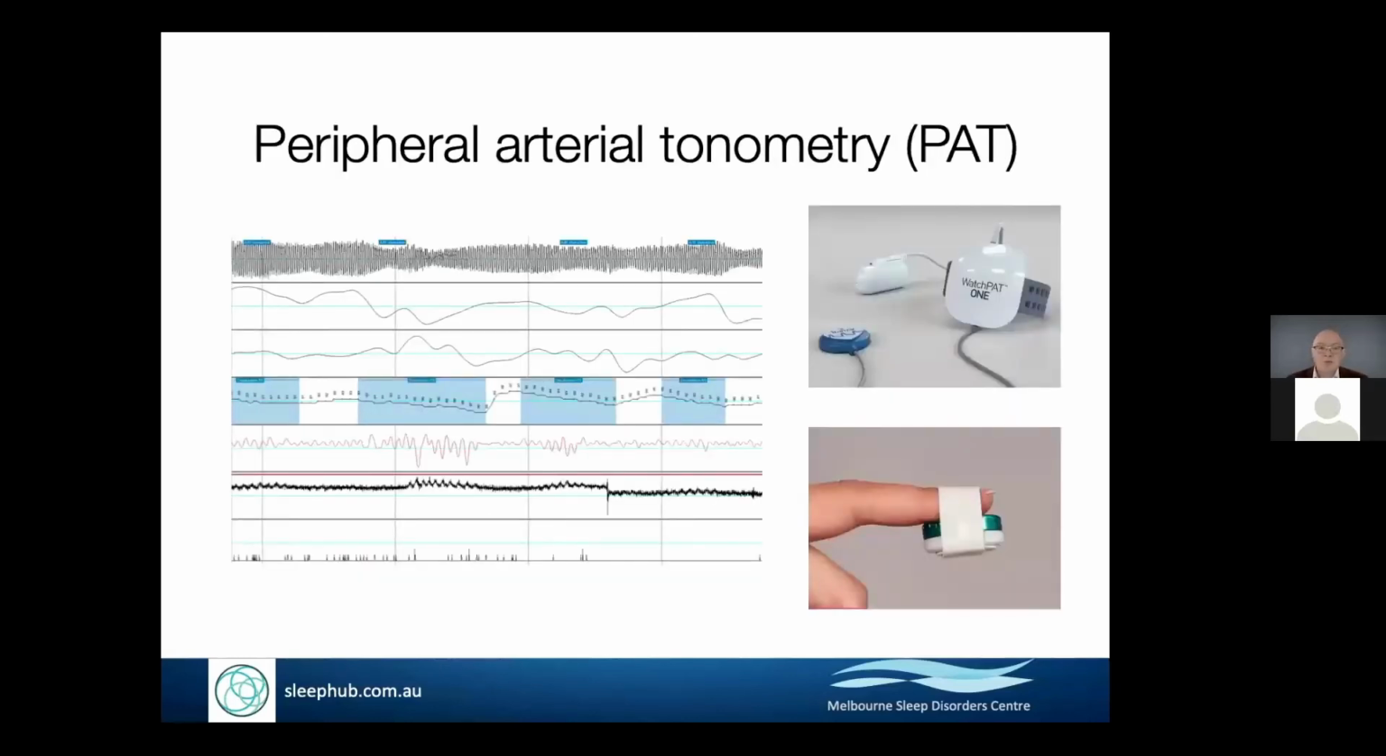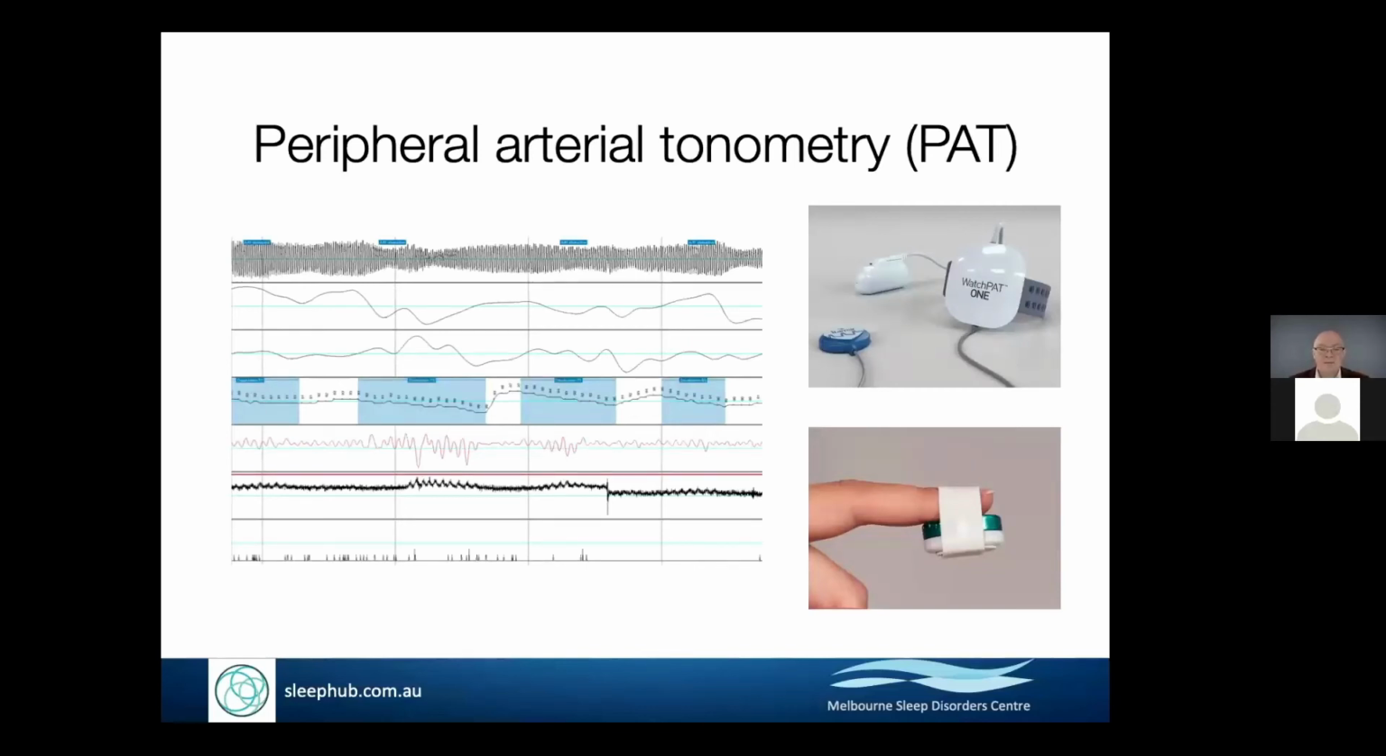And that's the interest in other technologies such as peripheral arterial tonometry. It's not a new technology. It's actually been around 20 years. The WatchPat device and more recently the WatchPat 1 devices from Itamar, an Israeli-based company. They've been around for around 20 years and have shown that arterial tonometry, so a signal looking at blood flow in the vascular bed of the finger, is a sensitive way of looking at sympathetic nervous system discharge.